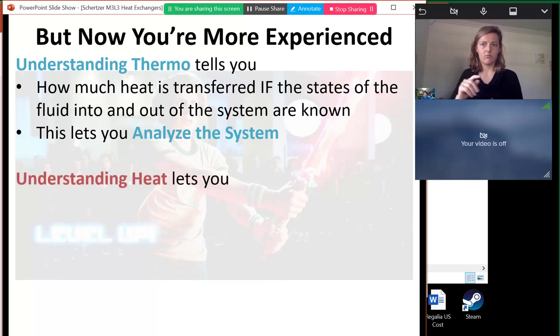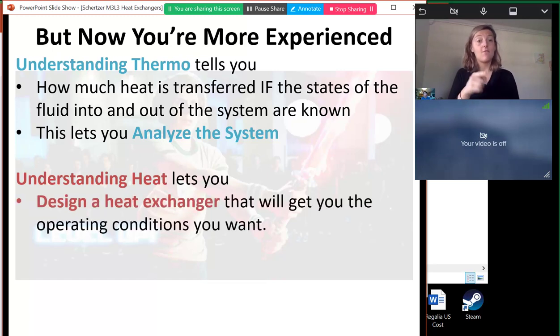But if you work for the company that's designing the heat exchanger, you need to really understand how it works, right? Because maybe you're talking to a customer and they say, I want this temperature at the inlet and this temperature at the outlet, but you have to figure out how big the heat exchanger needs to be, right? How much heat is it going to transfer? So we're going to teach you in this class how we design heat exchangers.